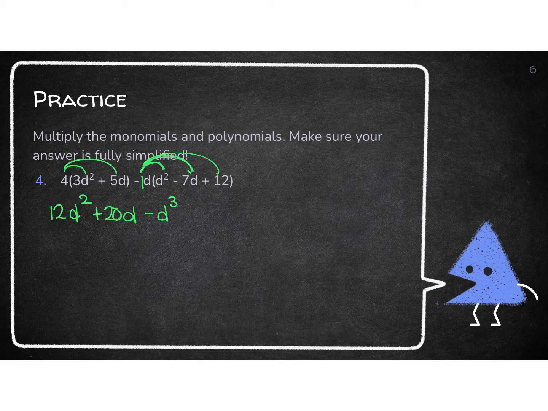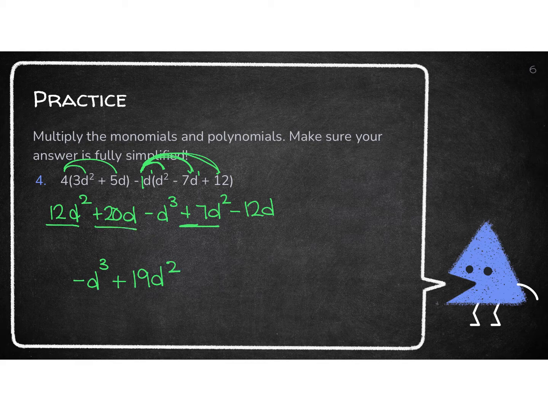Negative 1d times negative 7d is going to give me positive 7d squared. Don't forget that you're adding the powers. Negative 1d times 12 is going to be negative 12d. So now I'm going to write this from biggest exponent to smallest. So I have a negative d to the third. Now when I look at my d squareds, I have a 12d squared plus a 7d squared. So I know that I'm going to get 19d squared. Don't change the powers once you're adding them together.